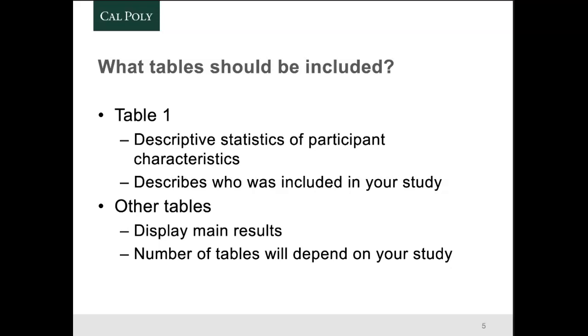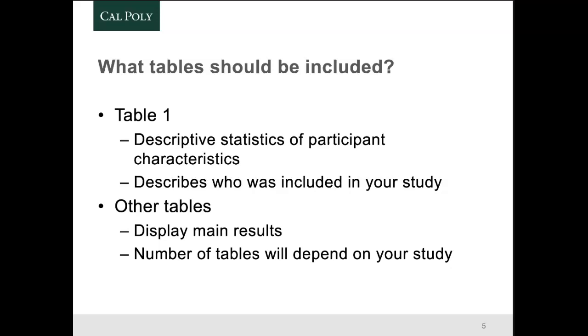So you have to be strategic about what tables and figures you're going to include based on whatever those guidelines are. Typically in a public health related research paper, we usually see that the first table is table 1. This first table is going to include descriptive statistics of the participant characteristics, meaning that it's going to show the descriptive statistics of the people who were actually included in your study.